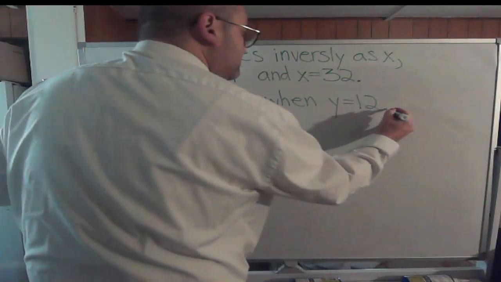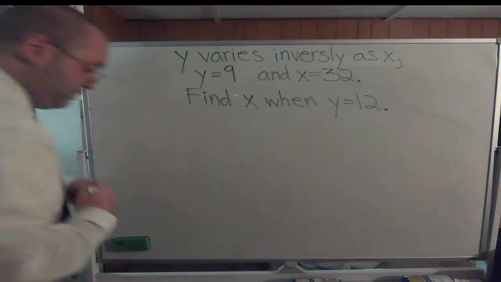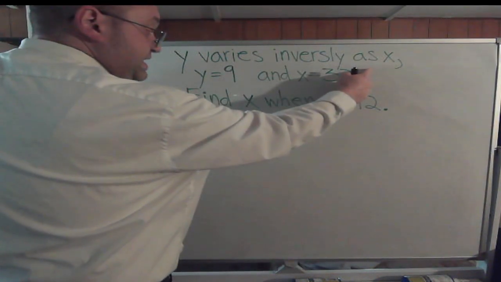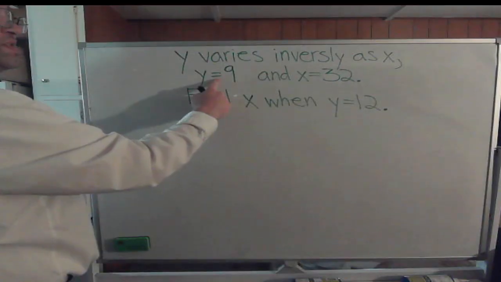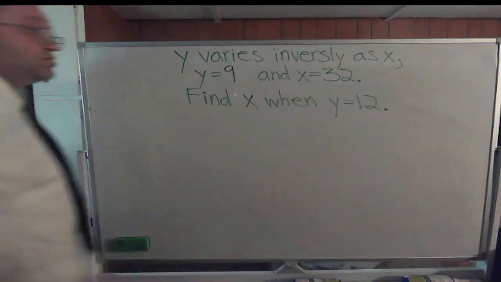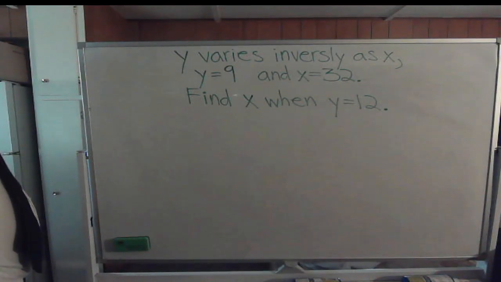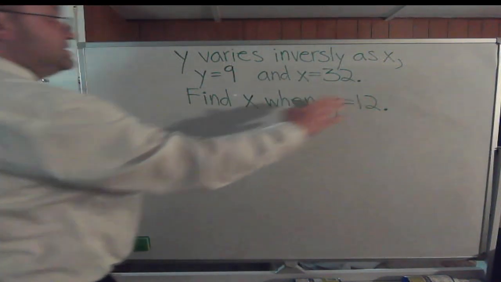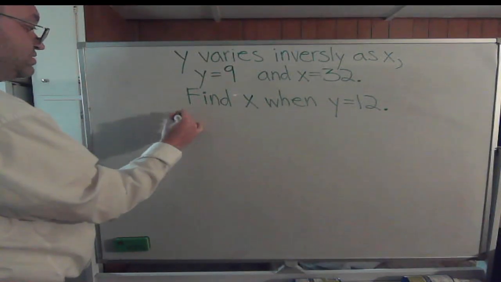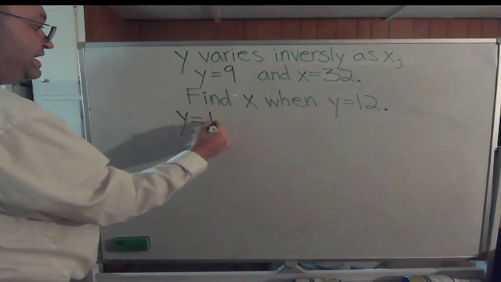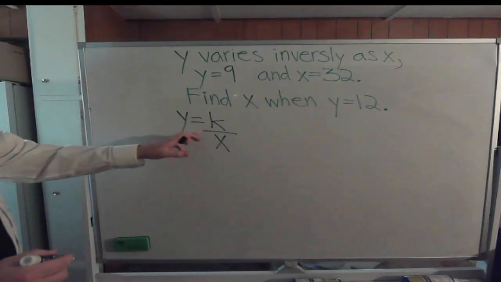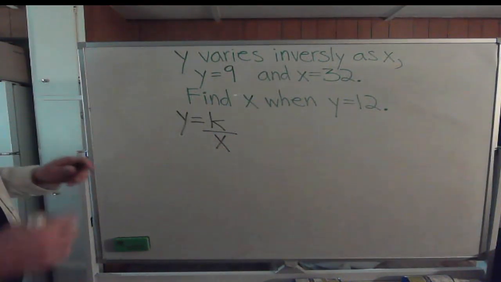Okay, so a little bit different equation here. Y varies inversely as x. Y equals 9 and x equals 32. Find x when y equals 12. Well, again, start out with forgetting the last sentence exists. Start with your y varies inversely as x. So that's going to be y is equal to k over x. That's the equation for y varies inversely as x.